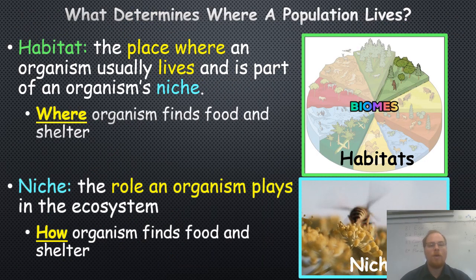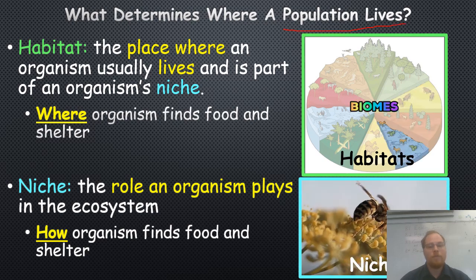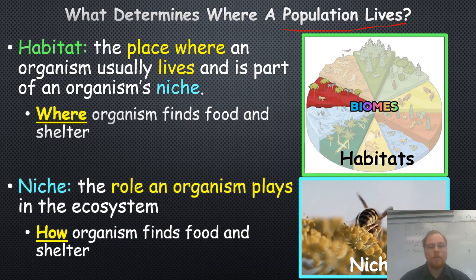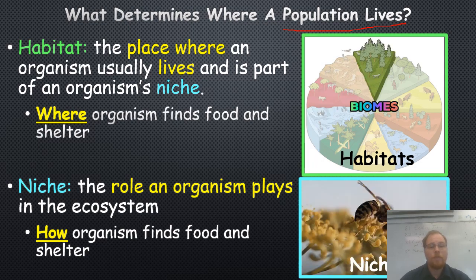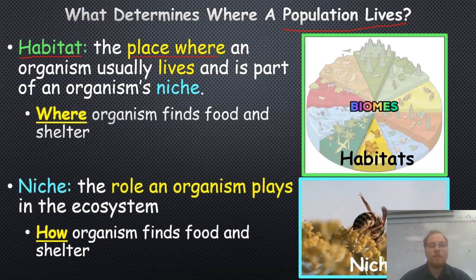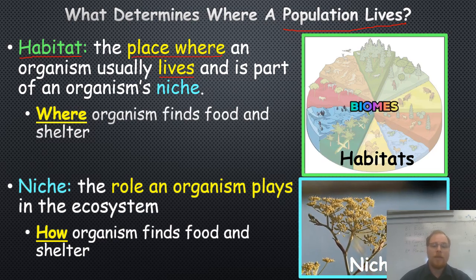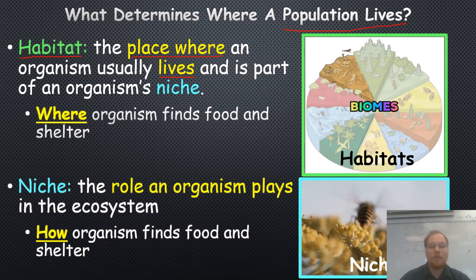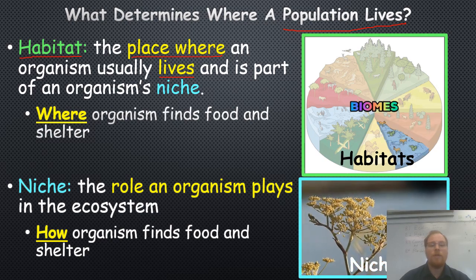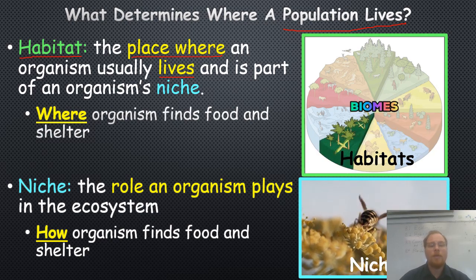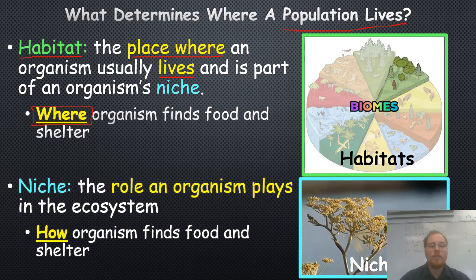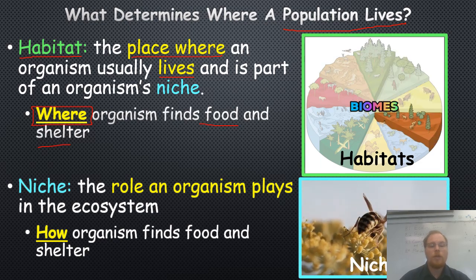Now, when we're talking about where a population lives, there's two things that really determine where a population of organisms can live. Firstly is the habitat. It's basically where that organism likes to live. Beavers have a habitat of dams that they build out of wood and on rivers. So they're going to like to live in a forest area next to some kind of water. Okay, the habitat is where an organism lives, where it finds food and shelter.